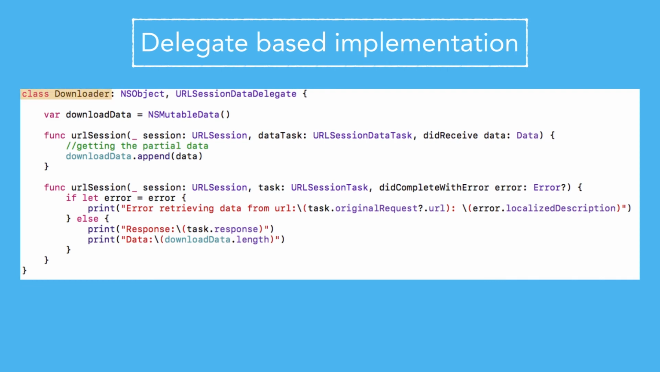Let's first create a class, in this case called Downloader. This class will implement the URLSessionDataDelegate protocol. After that, one of the things we will need is to have a mutable data object. This will keep the partial data coming from the server. Now we implement the didReceiveData and the didCompleteWithError methods from the protocol. The first one will be called constantly in order to give you pieces of data that are coming from the server. That's why in the implementation of it, we will just append whatever we're receiving to our mutable data object. Now, just to finish the implementation of this class, we add the code to handle the completion of the request.